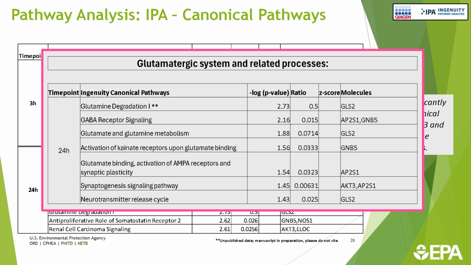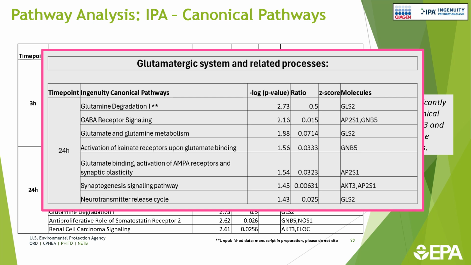Of which several related to glutamatergic systems or related processes, which we really wanted to further scrutinize due to kainic acid's molecular target being this system, which is shown here in this table. Several relate to activity of glutamatergic receptors or the degradation or metabolism of glutamate, as well as actual signaling at the synapse. These pathways are all identified at the 24-hour time point analysis, but are not found within the 3-hour time point, except for synaptogenesis signaling, which is seen at both.